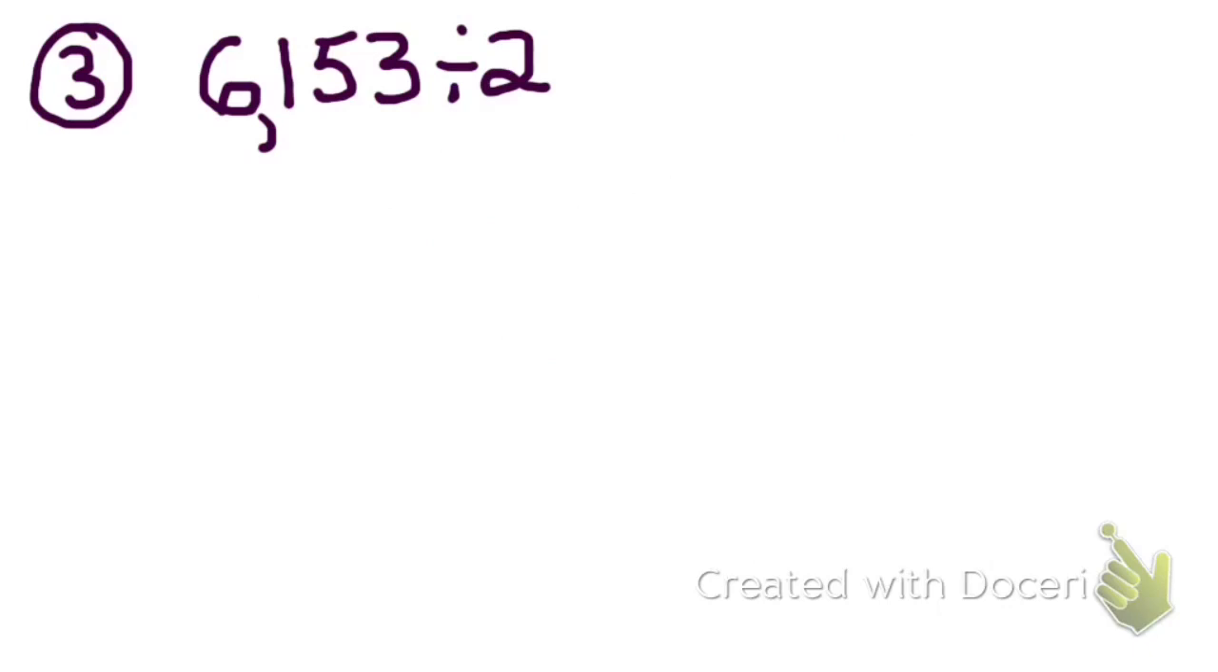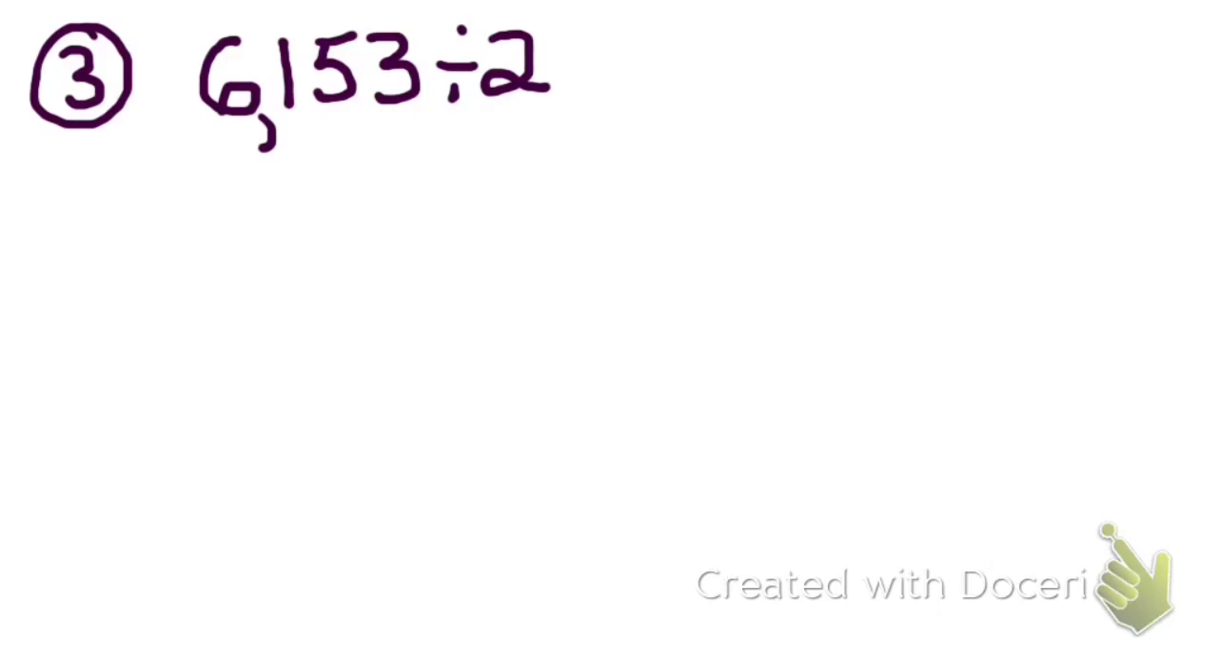And let's take a look at my final example. For number 3, I have 6,153 divided by 2. Again, it brings it to the next level because this is a 4-digit dividend. It's not harder, it just takes a little longer. So I certainly don't know 6,153 divided by 2, which means I need long division.